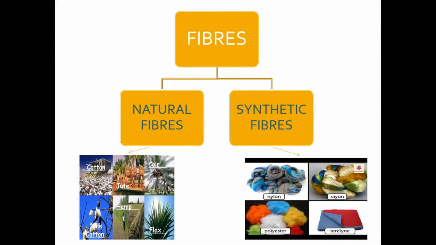Fibers are mainly divided into two types, that is natural fibers and synthetic fibers. Natural fibers are made from animals, plants and insects, etc. Synthetic fibers are made by the help of chemicals.